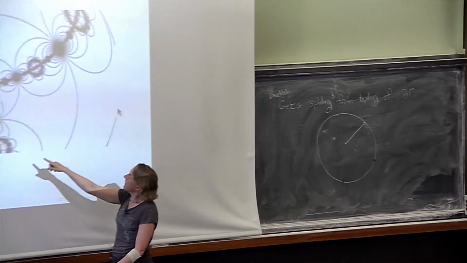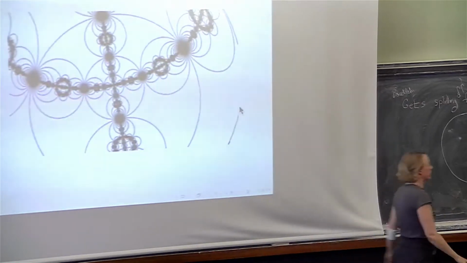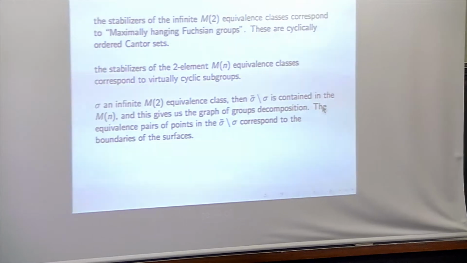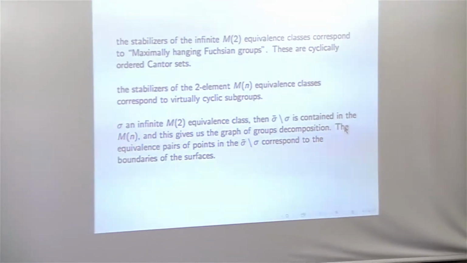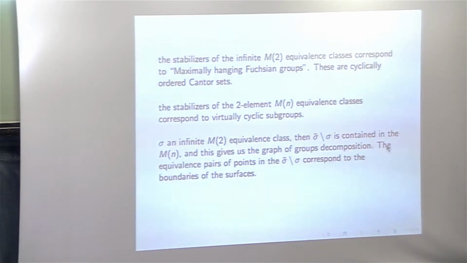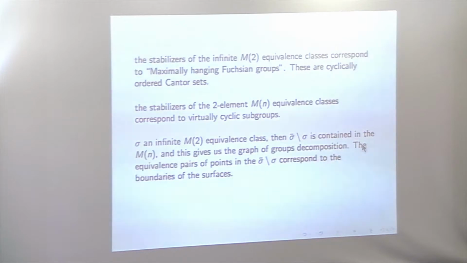Here, this is hard to see. Let me show you a different picture. Now that you've heard it, let me tell it to you again, because it's a little complicated. Okay. So now I have these equivalence classes, and the stabilizers of the equivalence classes. What's the stabilizer of an equivalence class? The group acts by homeomorphisms on its boundary, so the stabilizer is all the group elements that take that equivalence class to itself.